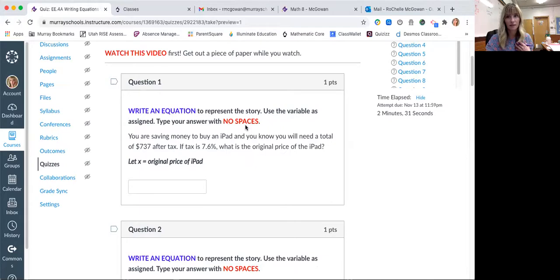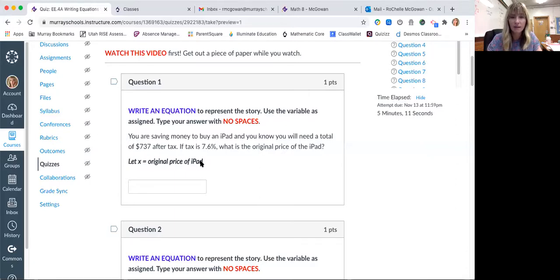That means I've already assigned the variable for you. I've already done that really important first step of what is the question asking? Okay, let's make a variable for it. So here's what I mean. Here is the actual situation. You are saving money to buy an iPad, and you know you will need a total of $737 after tax. If tax is 7.6%, what is the original price of the iPad?